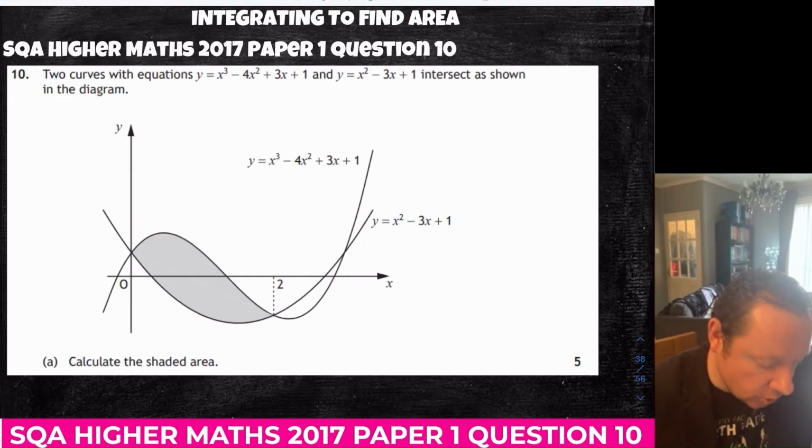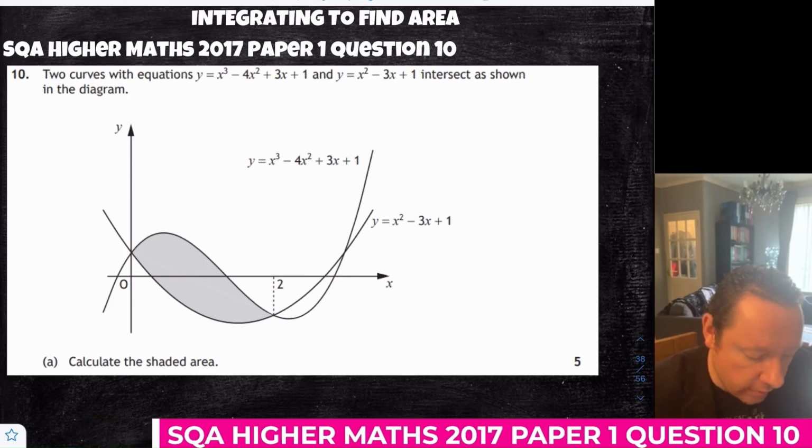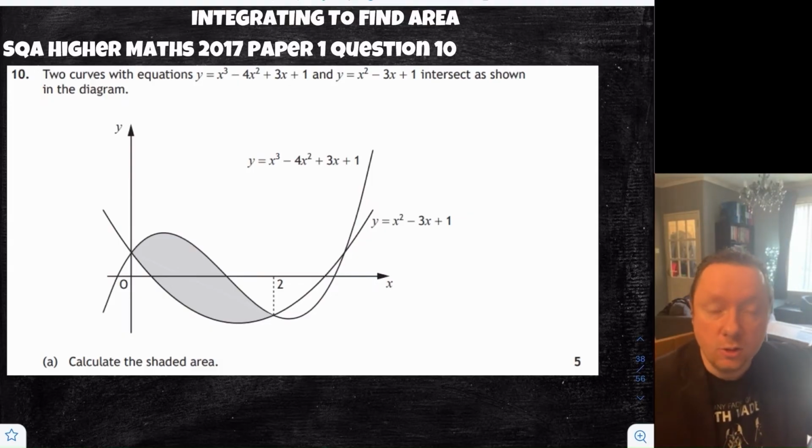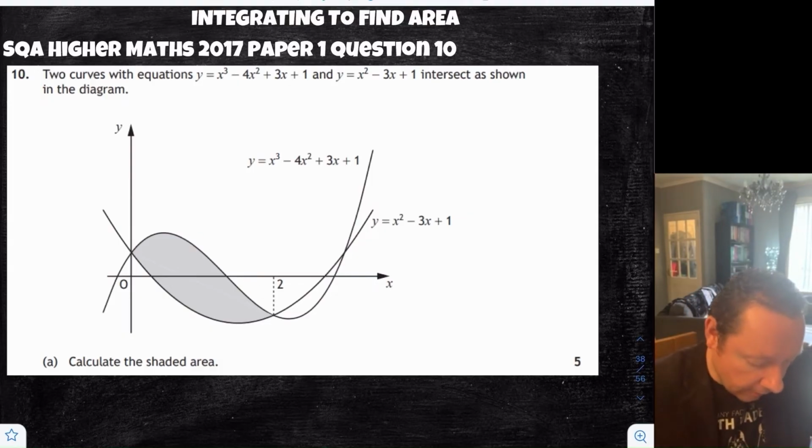SQA Higher Maths 2017 Paper 1 Question 10. Two curves with equation x cubed minus 4x squared plus 3x plus 1 and x squared minus 3x plus 1 intersect as in the diagram. Calculate the shaded area. To do shaded area between two curves, it's the upper curve minus the lower curve between the x's, which is 0 and 2.